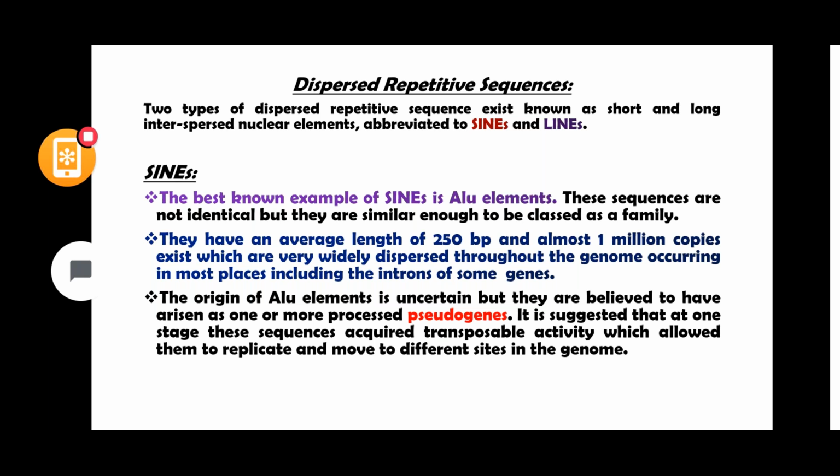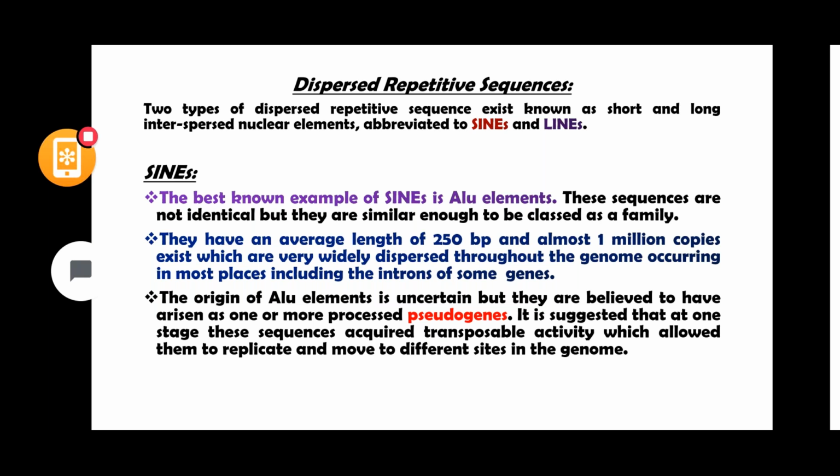Short interspersed nucleotide sequences and long interspersed nucleotide sequences. Now the best example of SINE is the ALU element. These sequences are not identical, but they are similar enough to be classed as a family. This SINE repeat sequence has an ALU recognition site, meaning a restriction site. So it comes under the ALU family.